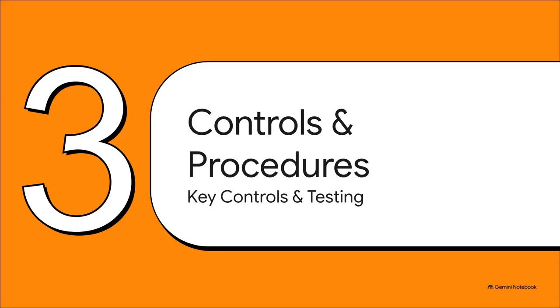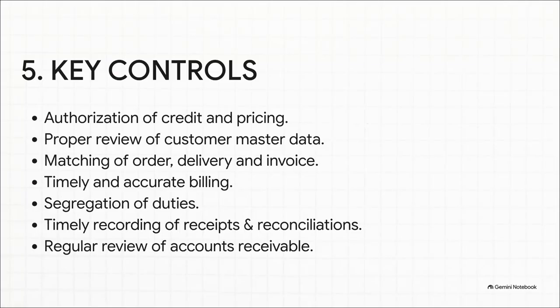Let's pivot slightly and look at this from the auditor's perspective. How do we actually test these mechanics to know they're working like they should? Well, to keep all those risks in check, auditors evaluate a very strict checklist of key controls. We're checking for proper authorization of credit and pricing, careful review of customer master data, the precise matching of the order, delivery, and invoice, and timely, accurate billing.